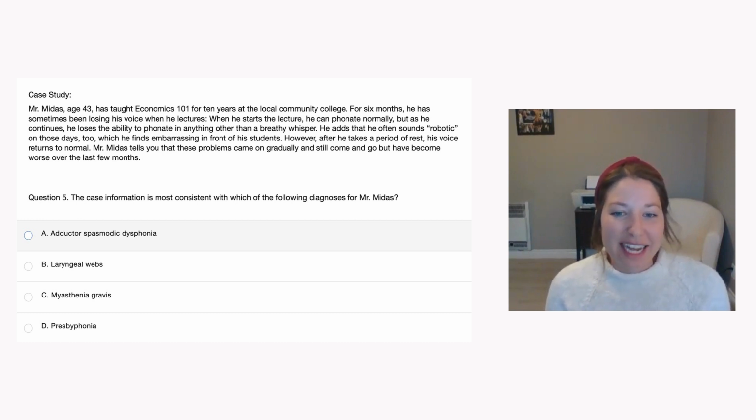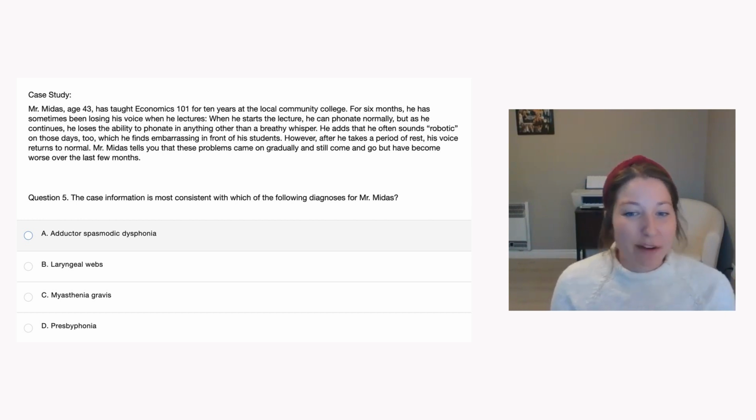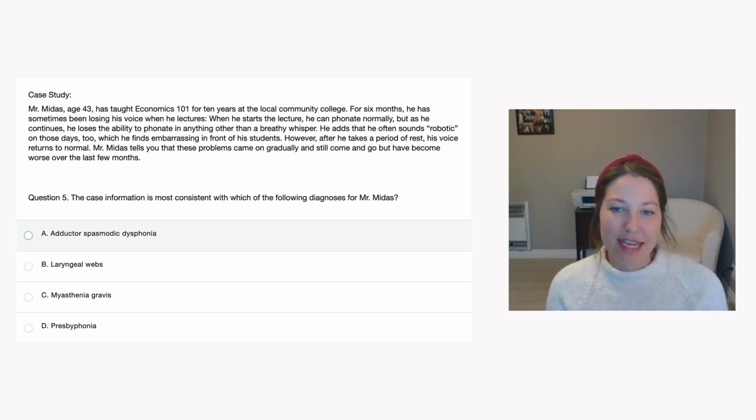If we look at the patient's age, he's 43. Presbyphonia doesn't typically start to impact people until 60, even afterwards. So age-wise, he doesn't really fit that category. Also, his symptoms aren't really consistent with presbyphonia. The symptoms typically are weak and breathy voice, which maybe we could say kind of fits with him.